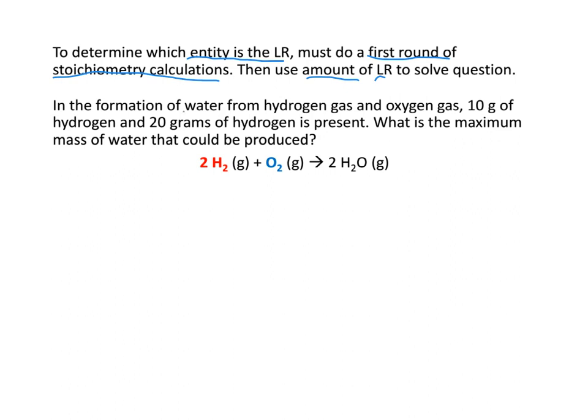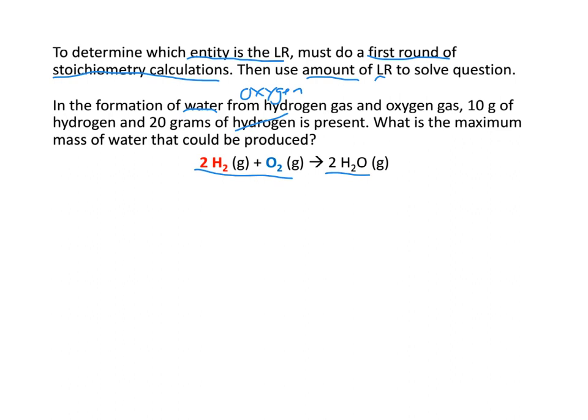In the formation of water, so water is our product, from hydrogen gas and oxygen gas, 10 grams of hydrogen and 20 grams of oxygen is present. What is the maximum mass of water that could be produced?